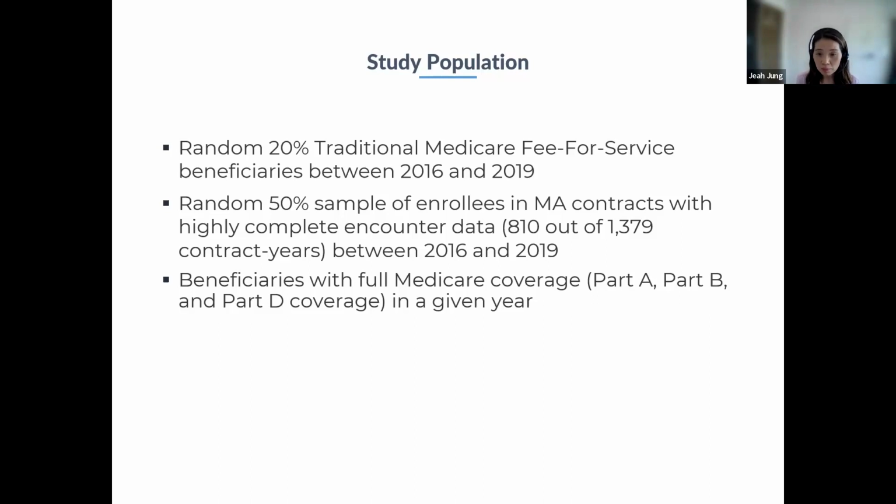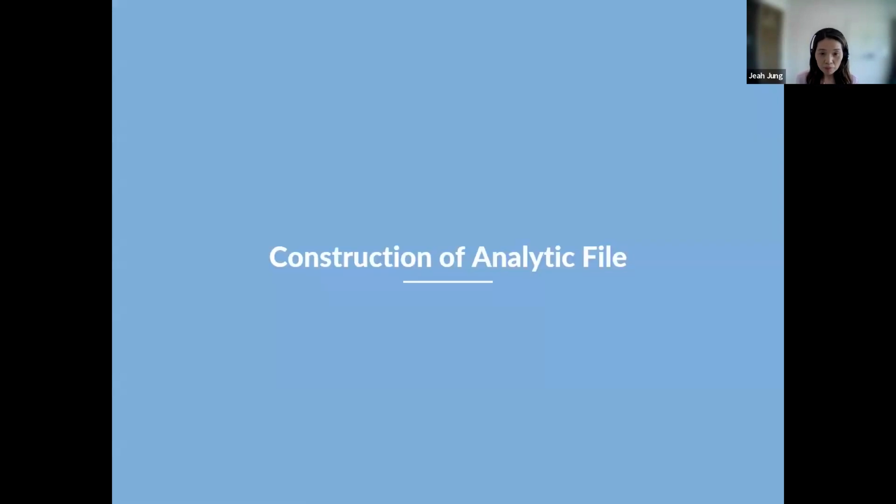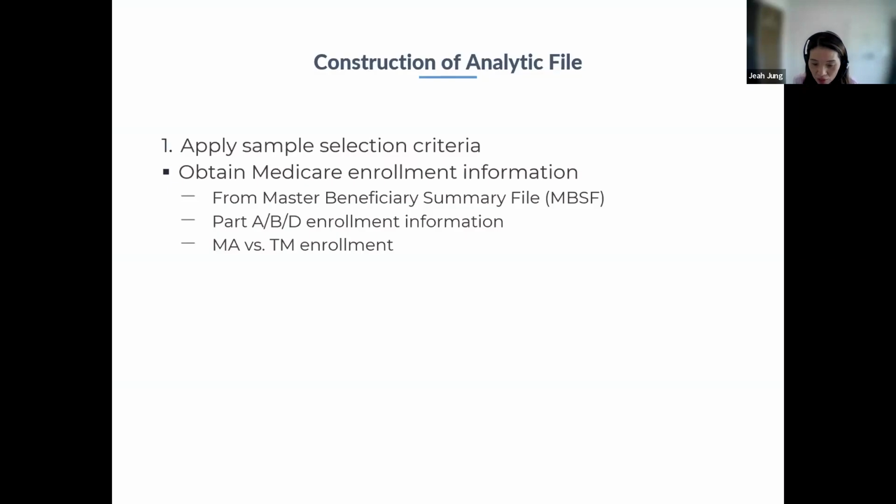So out of those contracts with complete data, we selected a random 50% sample. And then we required the beneficiaries to have full Medicare coverage, A and B and D, in a given year. Now, construction of analytic files, these are pretty much similar. We have looked at this a couple of times. First, we apply the sample selection criteria using MBSF coverage restrictions, and we also identify MA and TM enrollment indicators, and keep some demographic information from MBSF.